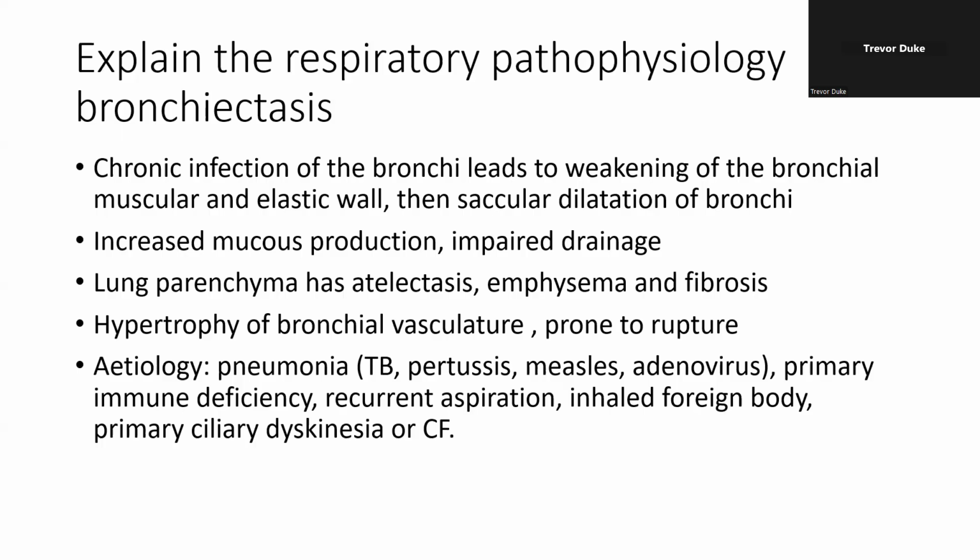And so cilia can be damaged. You can have secondary ciliary dyskinesia; they can be damaged by any of these infections, so TB or pertussis or measles or adenovirus. RSV even damages the lung cilia, and that's one of the reasons chronic infection can lead to bronchiectasis. But there are some children that are born with primary ciliary dyskinesia, and that can lead to bronchiectasis. And cystic fibrosis, of course, can too. Okay.